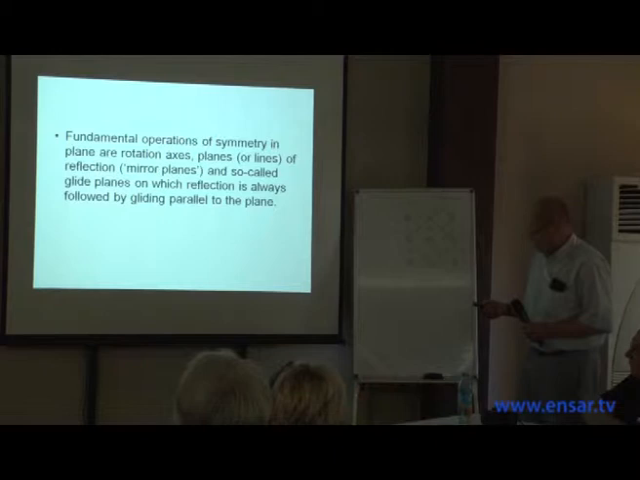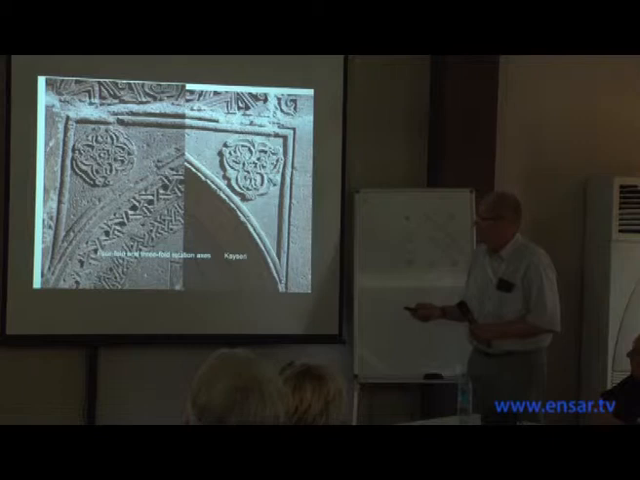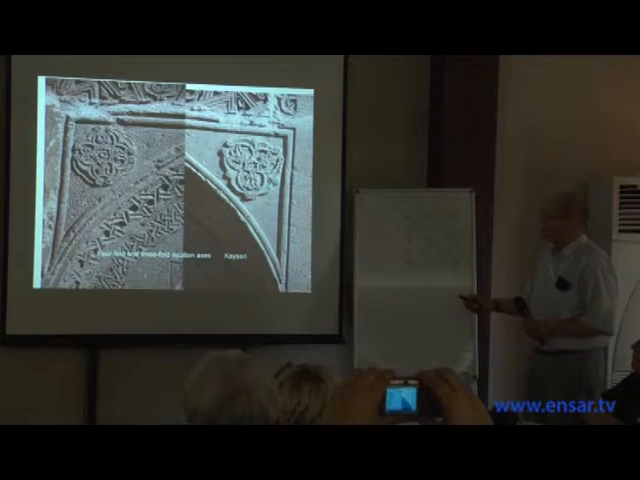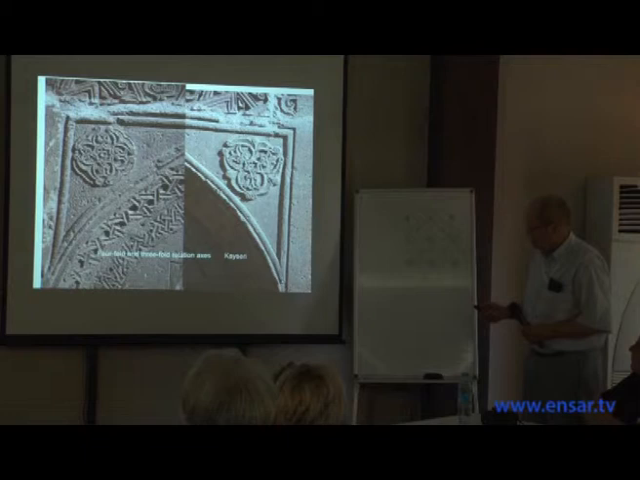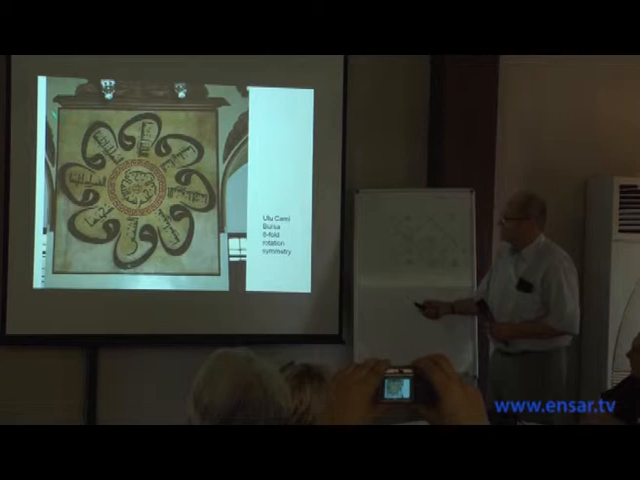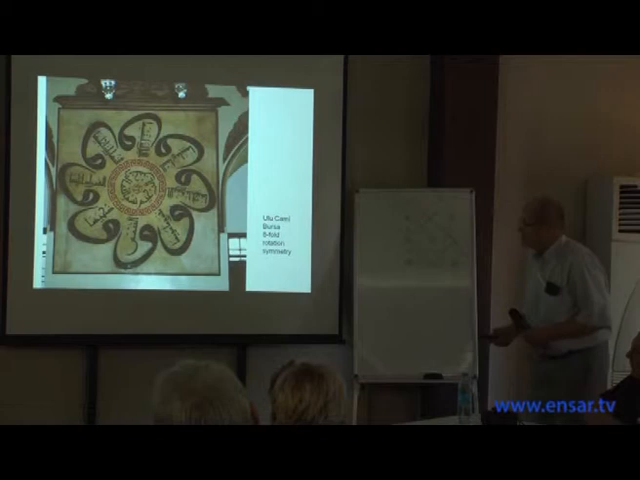For example, this is from Kayseri. You have a fourfold rotation axis here. You rotate 90 degrees in every step, and after four steps you are back. Or you have, these are two different pictures put together, a threefold rotation axis, for example, here. Further rotation is very nicely in Bursa, so you have practically an eightfold rotation if you take the perimeter of the picture and disregard the text.